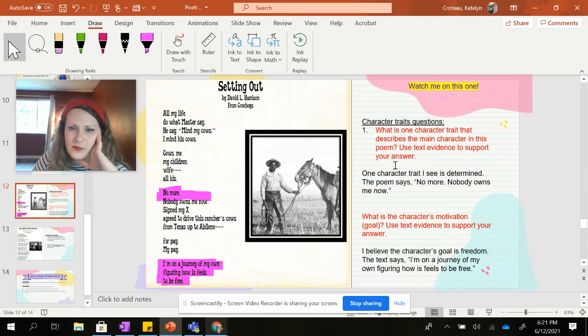Okay, so remember, trait is how they act. Motivation is like, what's their goal? Why do they want that? Why do they act that way? Okay, two sentences each today. Here's the next one. You didn't have to do anything. You just have to watch it. But again, you may want to screenshot this because this is a helpful way for you to come back and look again. And the more notes you can keep, the better success you're going to have.